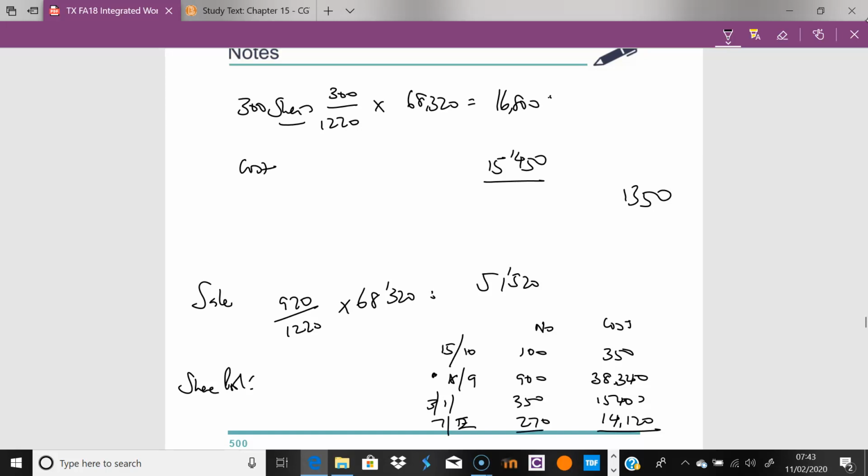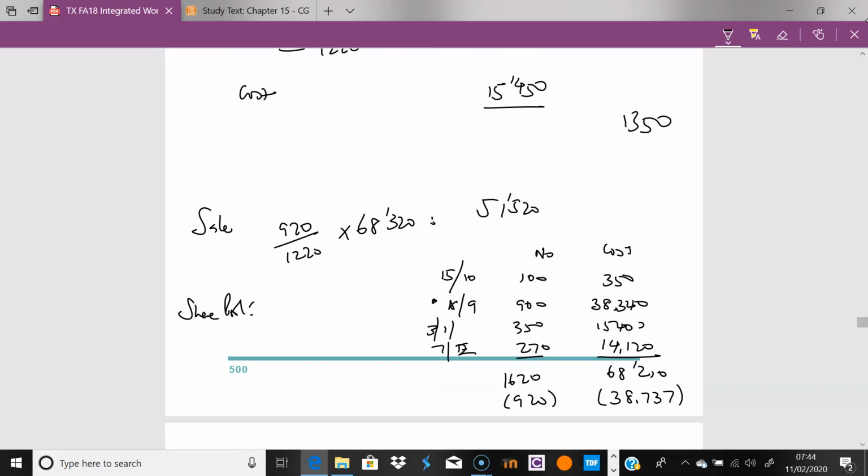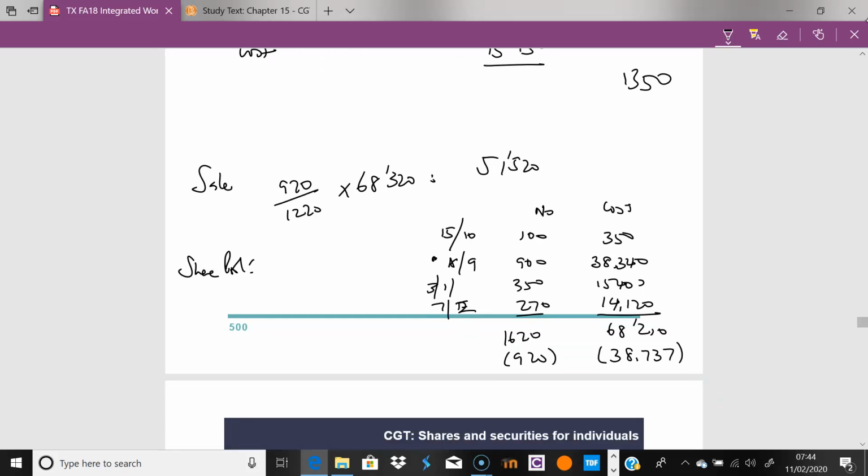So I need to literally add all this together. I have a total of 1,620 shares with a total cost of 68,210. Well, I'm getting rid of 920 of these, and literally it's AVCO. Just take the fraction: 920 as a proportion of this, multiplied by this, and you have 38,737. And then you now have 700 left at a new base cost of 29,473. So this is what you have remaining. But this is the cost of the 920.